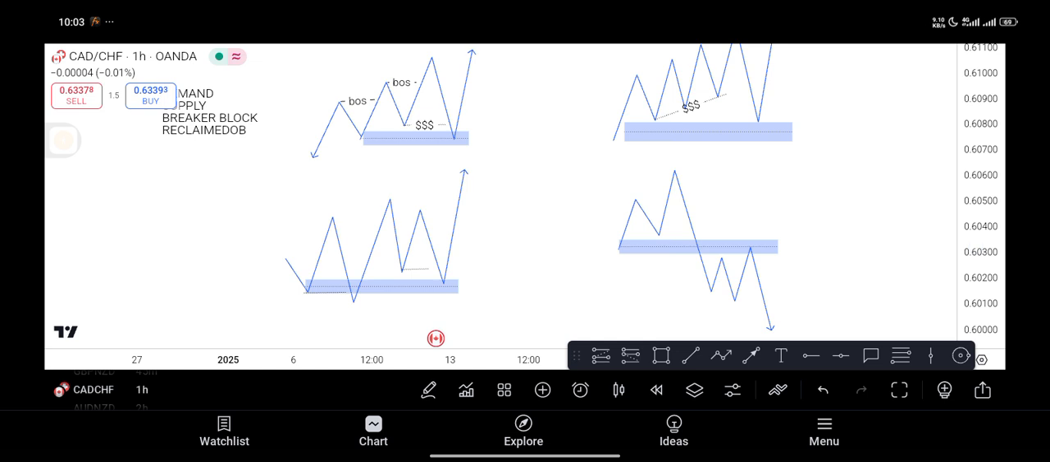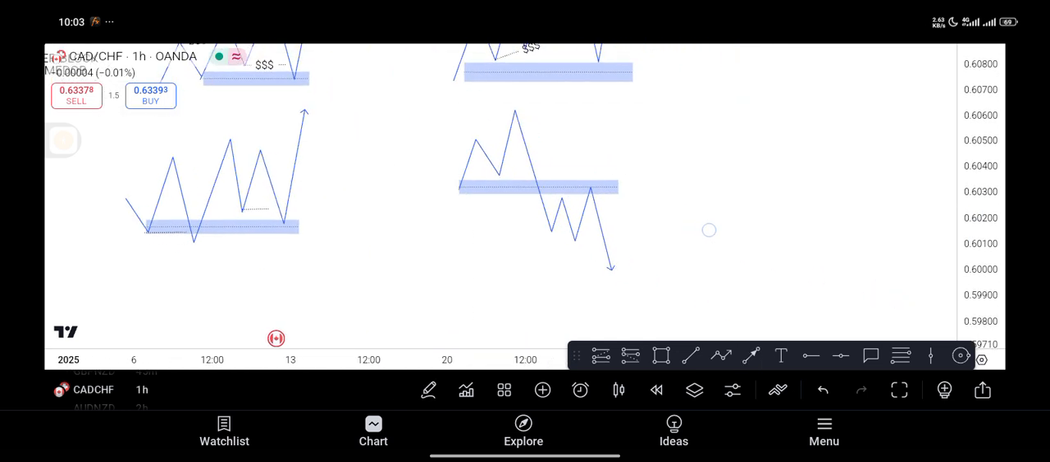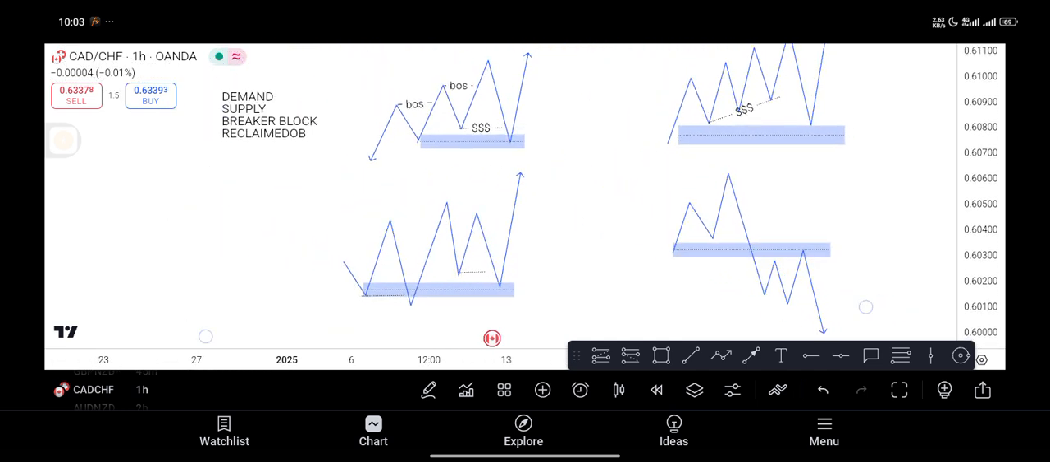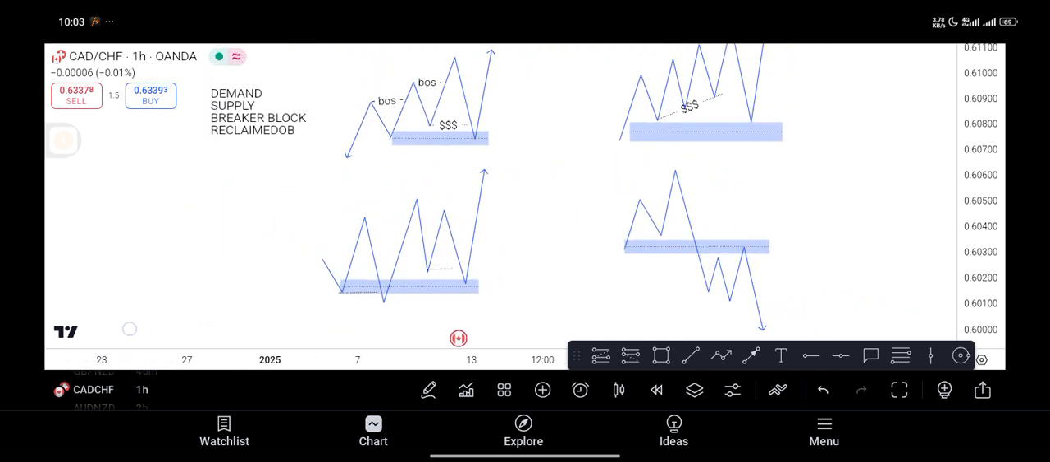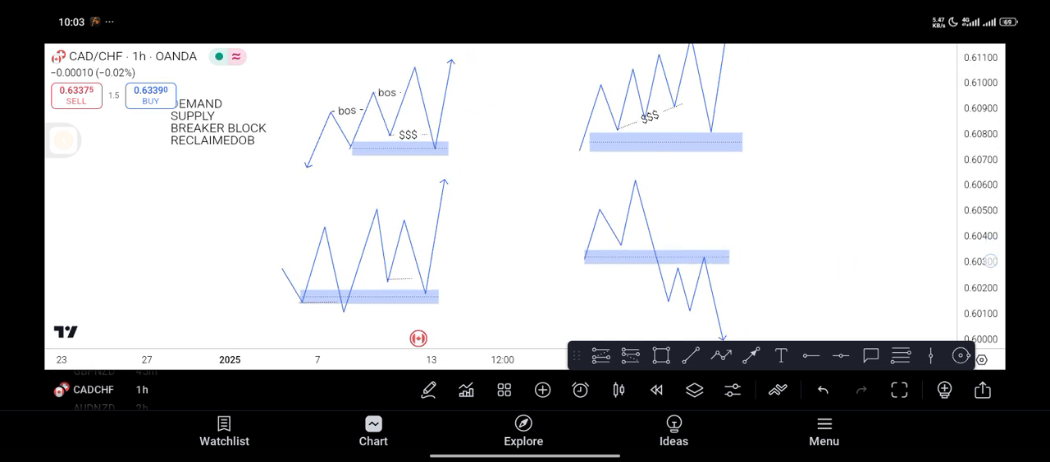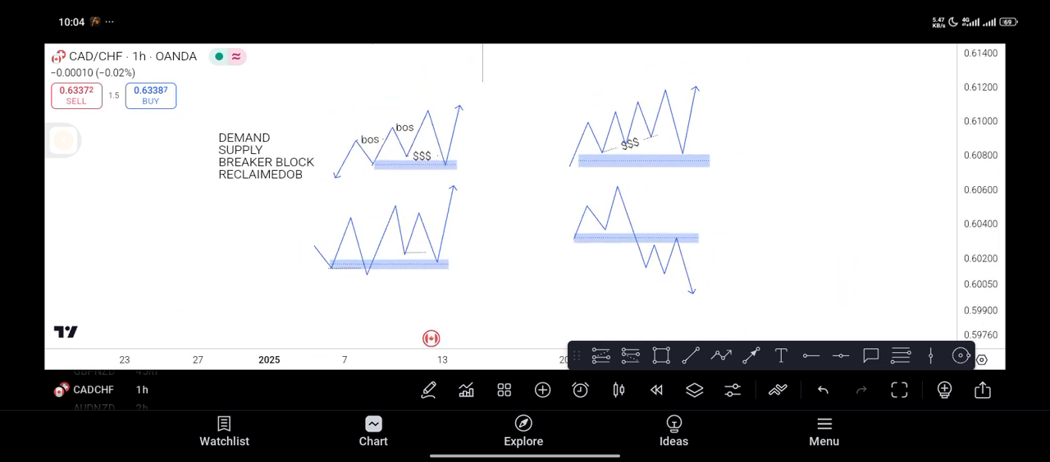This is the breaker block. Yes, this is the breaker block, the third POI we talked about. Now you can see that on each scenario we applied the concept of liquidity.